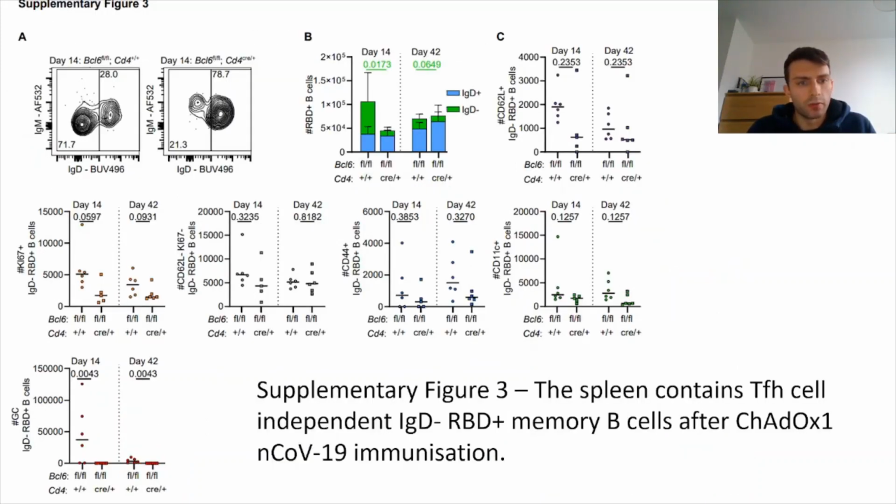In supplementary figure 3, we performed similar analysis again, this time on the spleens of these mice, and we come to the conclusion that the spleen has some Tfh-independent subsets of IgD-negative RBD-specific B cells, namely these memory cells in blue and the CD11c cells in green. So this suggests that there are slightly different dynamics at play in the lymph node and in the spleen, but that the lymph node really is heavily Tfh dependent for generating its RBD-specific, antigen-specific B cell subsets after an immunization or vaccination.